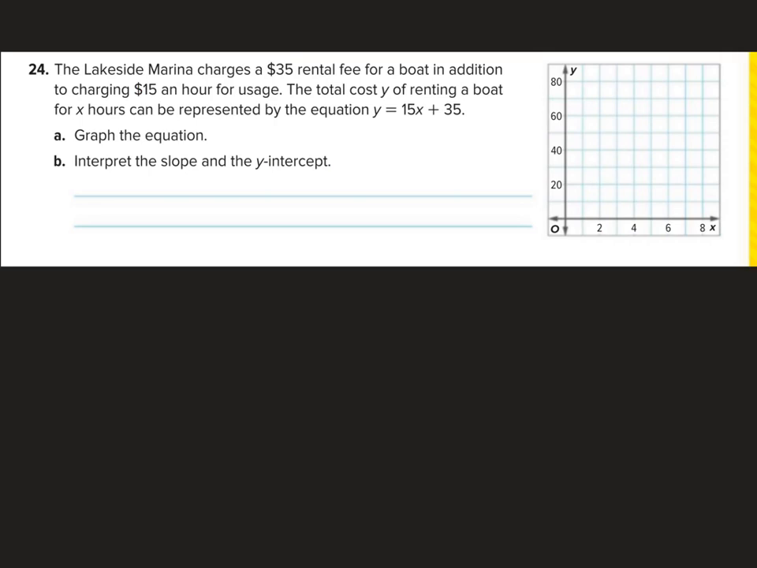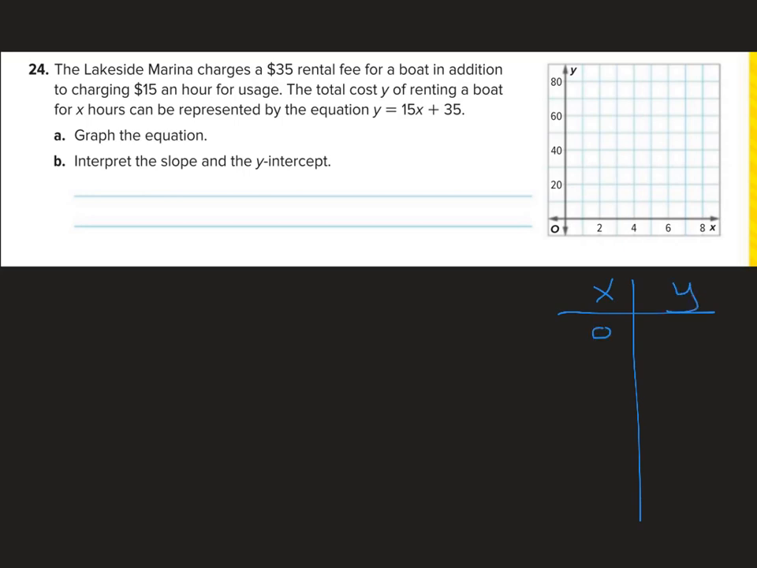Okay, last problem on the homework. The Lakeside Marina charges a $35 rental fee for a boat in addition to charging $15 an hour for usage. The total cost, y, of renting a boat for x hours can be represented by the equation y equals 15x plus 35. It says graph the equation and interpret the slope and y-intercept. So I'm going to make a table of values to start.